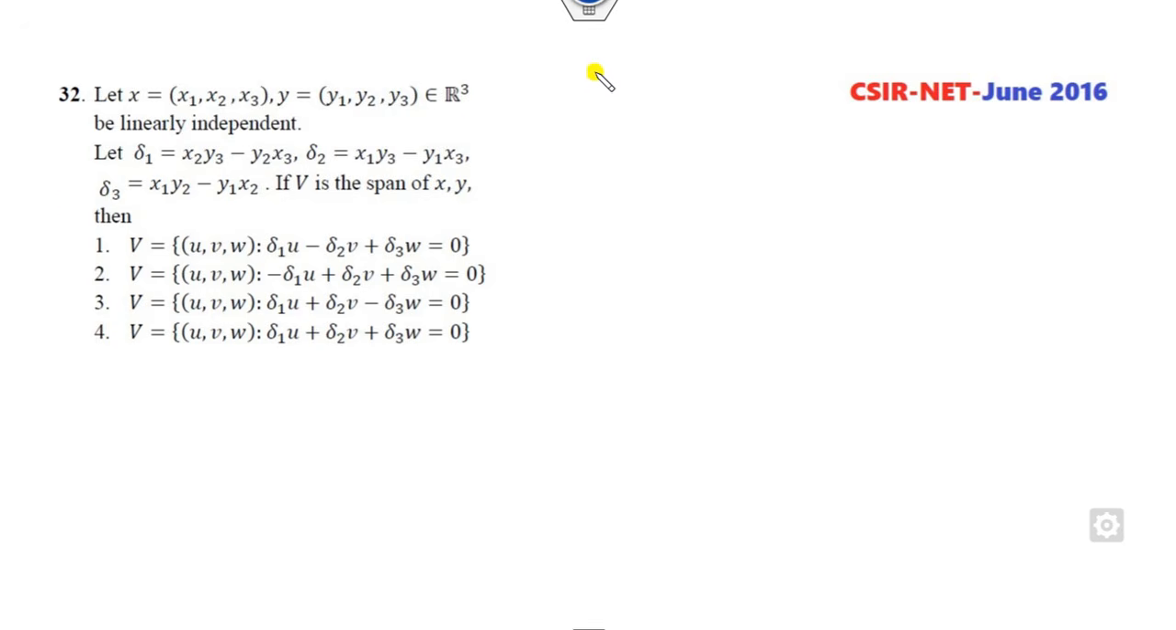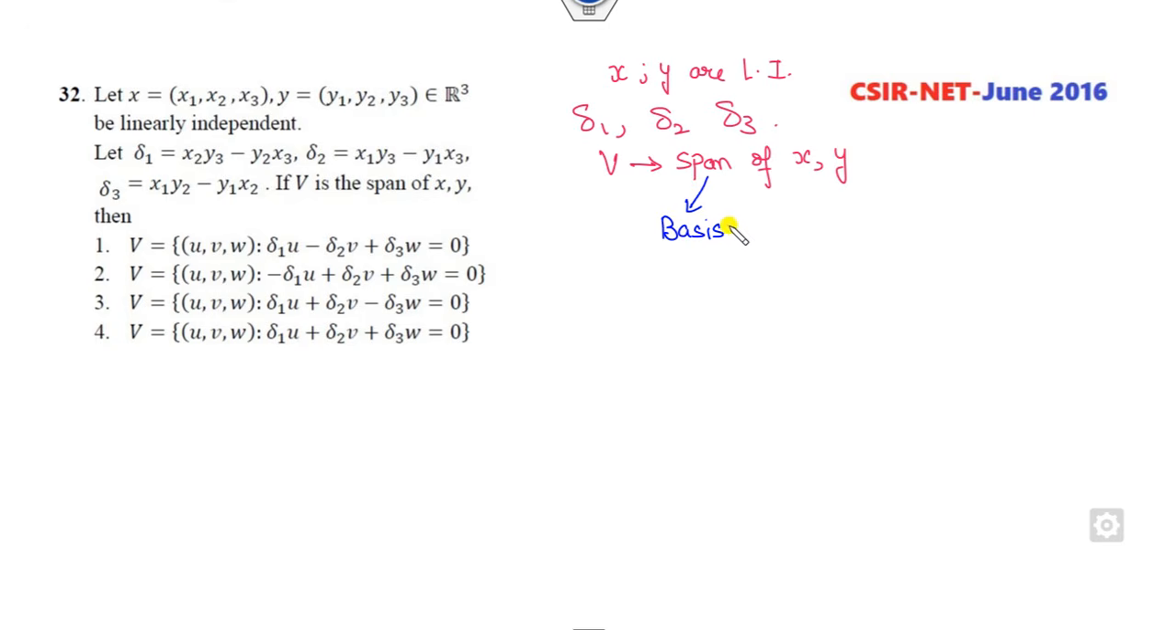Okay, look at that. X and Y are linearly independent, and some parameters are given to you. V is the span of X and Y. Do you know the meaning of the span? Span means you can write in terms of linear combinations. It's not a basis. An element of V is written as a linear combination of X and Y.